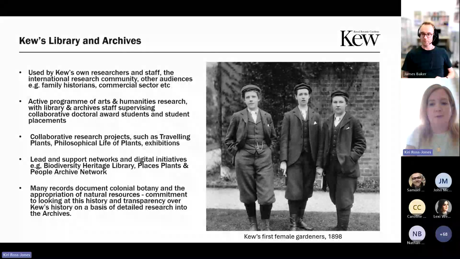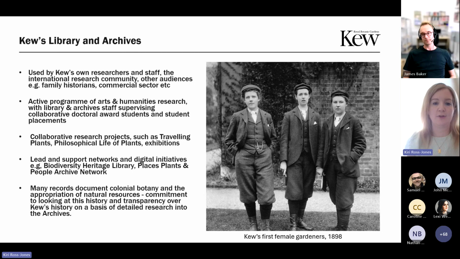So this slide talks a little bit about what we do in Library and Archives, which is the team that I'm part of. We have a public reading room in which anyone can come and use our collections and have a wide user base. This includes Kew's own researchers, but also many international researchers come and visit us too. We also have other audiences, such as family historians, people from the commercial sector, artists, community groups, that kind of thing. So it's a really varied user base.